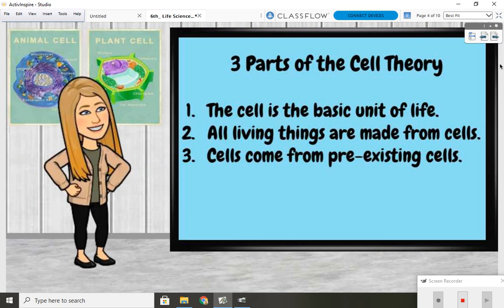So let's go over what are the three parts to the cell theory. Number one, the cell is the most basic unit of life. Number two, all living things are made from cells. And number three, cells come from pre-existing cells.